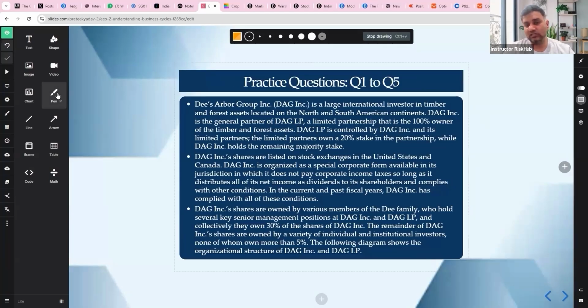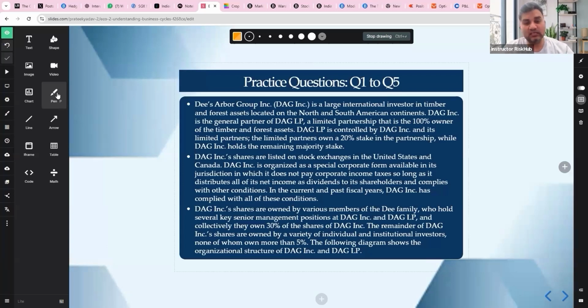Dees Harbor Group, DAG Inc., is a large multinational investor in timber and forest located in the North and South American continents. DAG Inc. is the general partner of DAG LP, a limited partnership that is a 100% owner of timber and forest assets. DAG LP is controlled by DAG Inc. and its limited partners. Limited partners own a 20% stake in the partnership, while DAG Inc. holds the remaining majority stake.